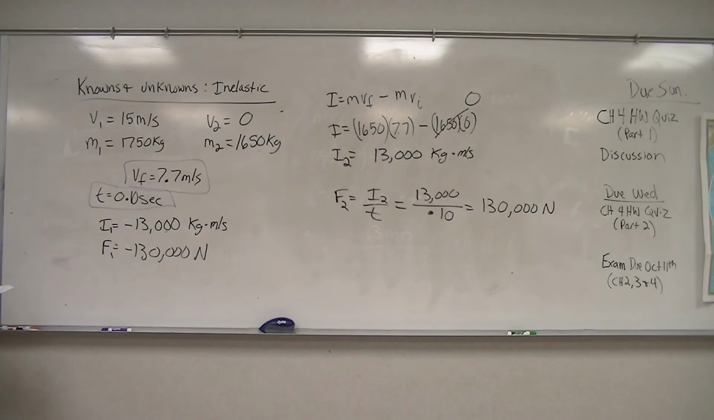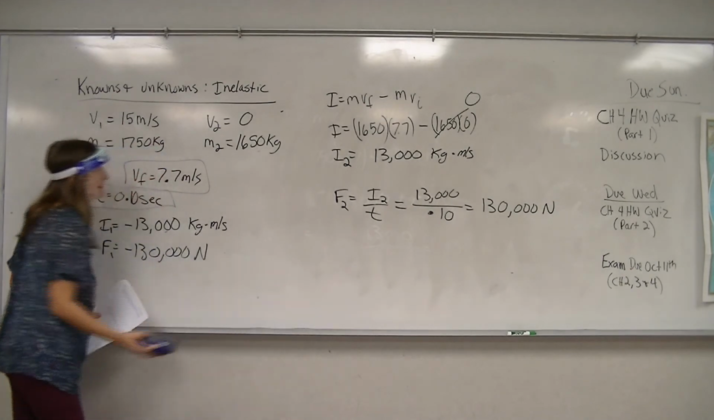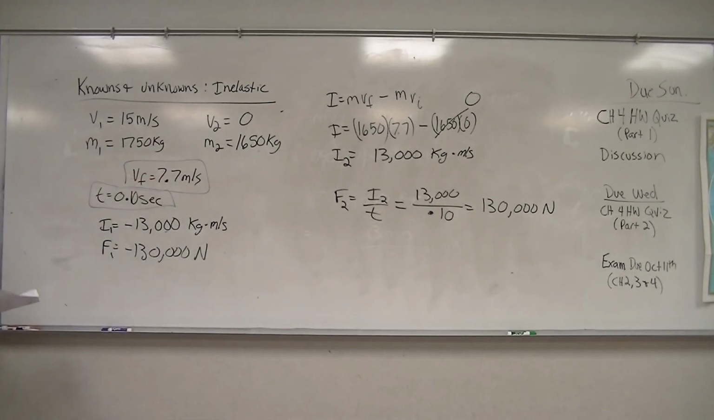A lot of calculations just to prove the laws, but we've done inelastic, we've applied impulse and force to it. Let's look at a different type of collision. That's what number 7 is going to do for us.